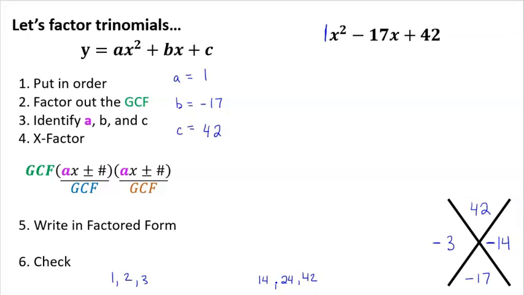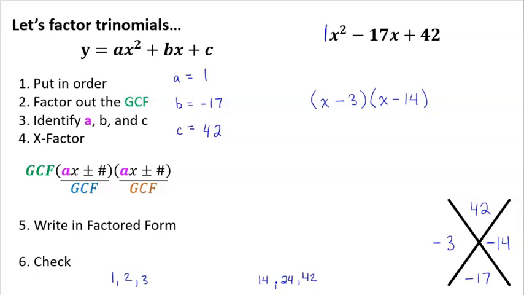So now we're going to use this pattern that we have over here. We didn't have a GCF for this one, and so now we're going to go ahead and just start writing it in factored form. So we have A, which is 1, and then our variable X. Then we're going to put minus 3, and then we're going to have A, which is 1, X, and then minus 14. So you're putting your first number in here, your second number goes here.